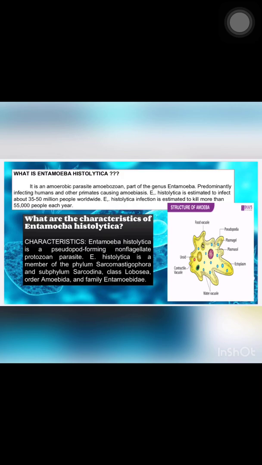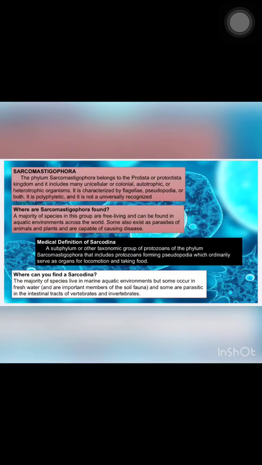So here is also the characteristic of Entamoeba histolytica. The phylum Sarcomastigophora belongs to the Protista kingdom, and it includes many unicellular or colonial, autotrophic or heterotrophic organisms. It is characterized by flagella, pseudopodia, or both. It is polyphyletic, and it is not a universally recognized classification.